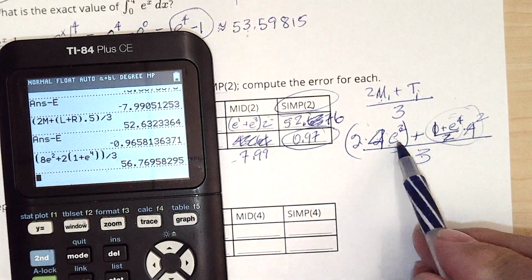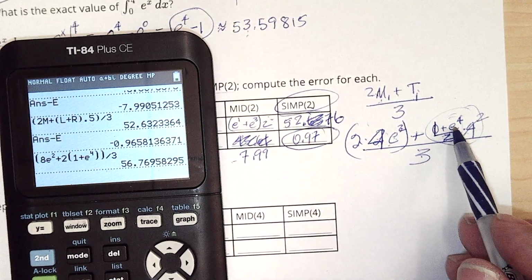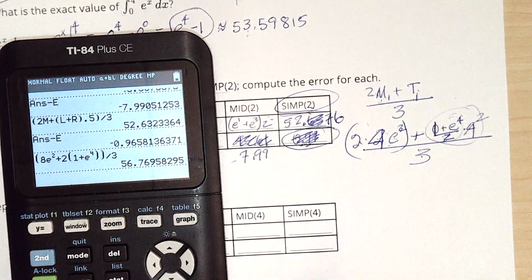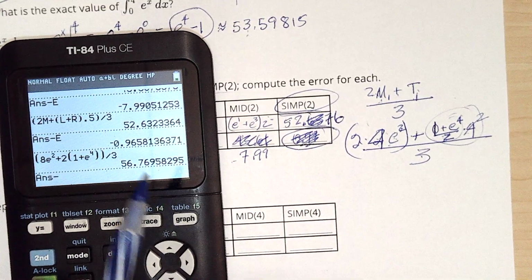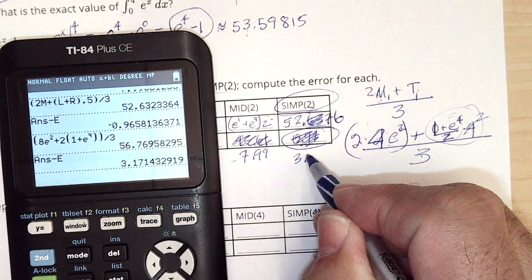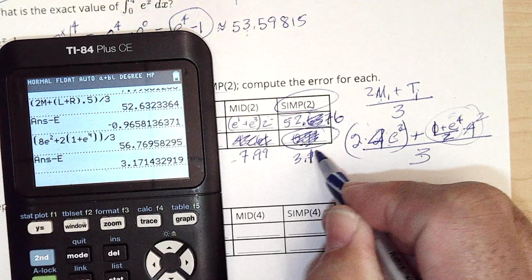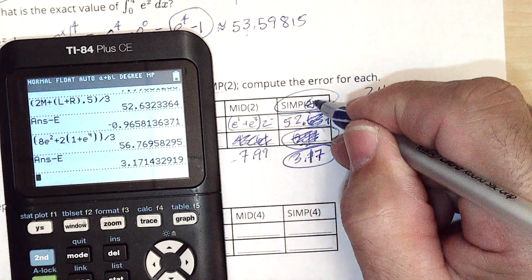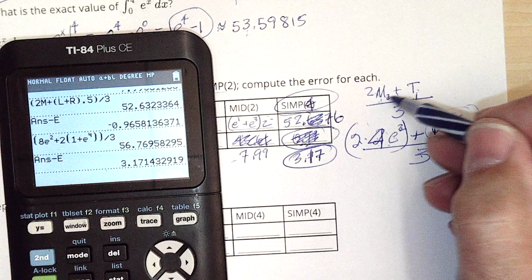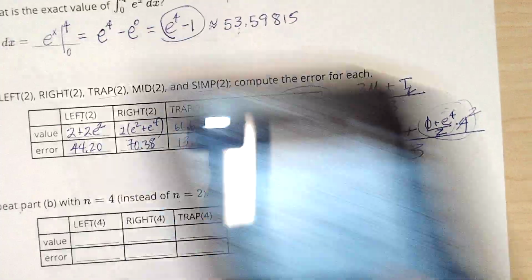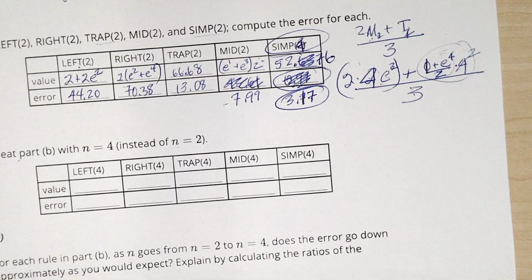So I'm using only 1 bar instead of 2 bars, and I'm still really close. Let's see, I'm going to subtract e from that, and I'm off by 3.17. Now, what I did before was Simpson 4. If this was 2 and 2, then that's Simpson 4.